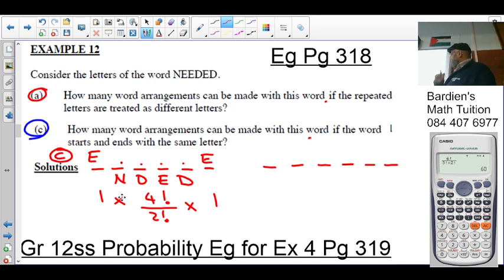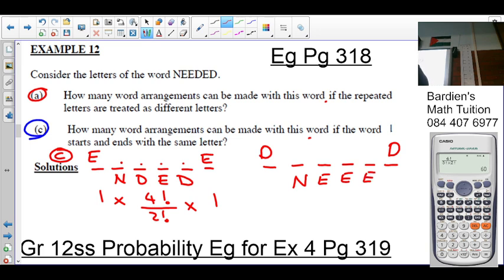Okay. Let's look at the next one. You could start with a D and end with a D. So what are we left with? No, N, sorry. Suppose they started with N. So it's N, E, E, E again. So how many options do I have for the first spot? One. And for the last spot? One. So this is multiplied by, how many letters are here? 4 factorial over 3 factorial. Can you see that, people?